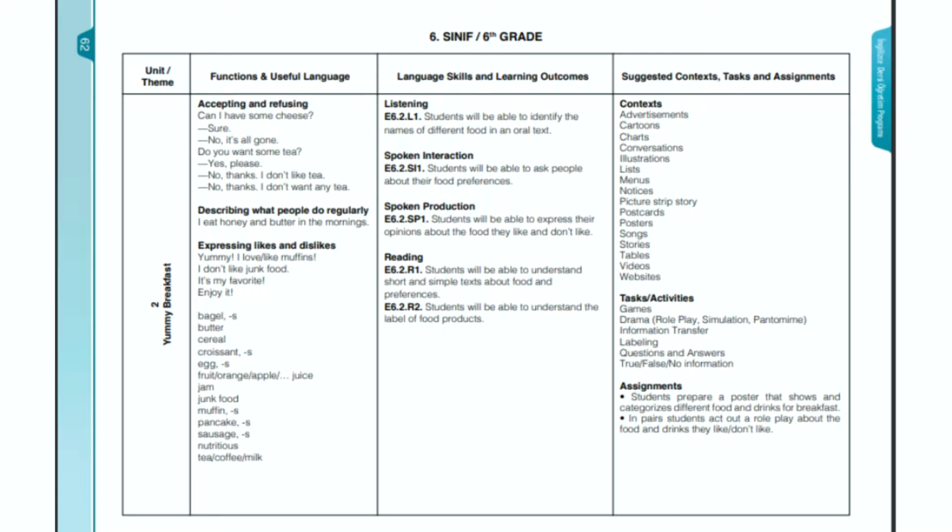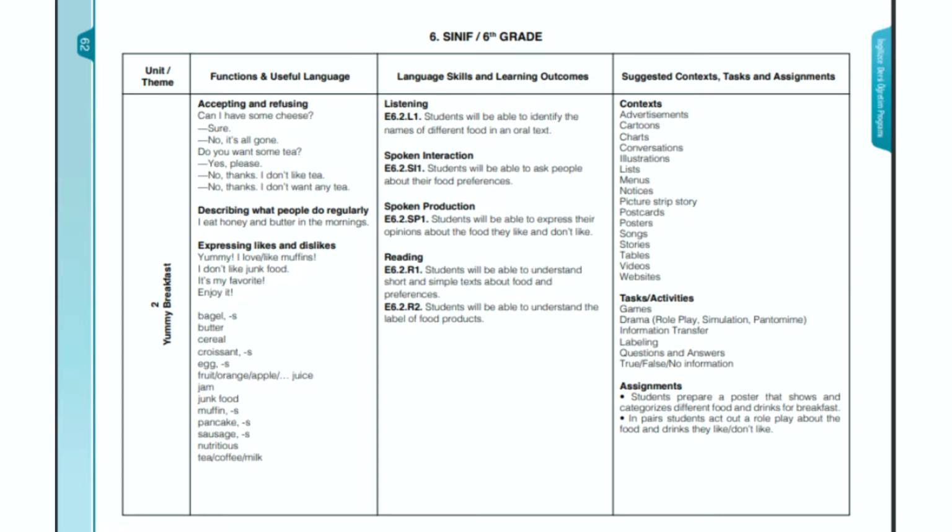This example is taken from the 6th grade syllabus, and the title of the unit is Yummy Breakfast, okay? As you can see, we have functions and useful language in one column, skills in another column, and suggested contexts, texts, and assignments in another column. There are no columns dedicated to structure. Whatever structure the coursebook designer needs to include is given in the useful language part. So they don't need to worry about any other grammar or structures.